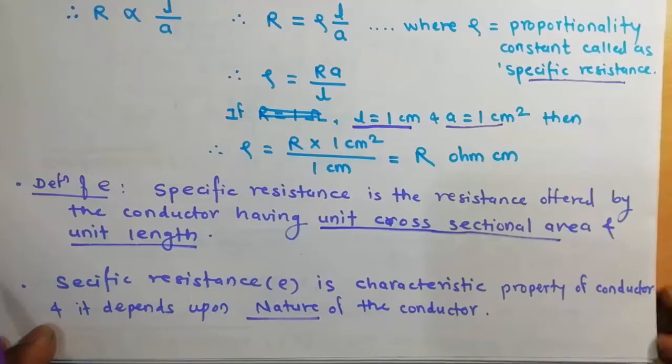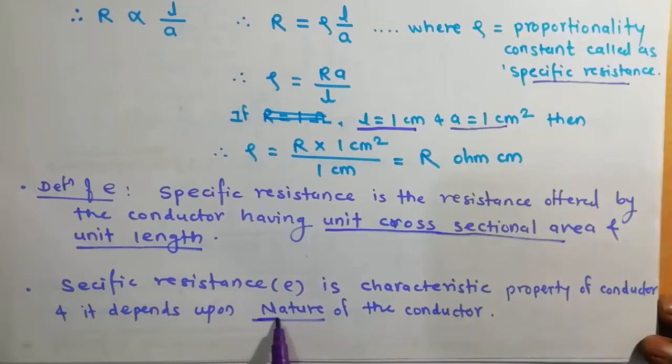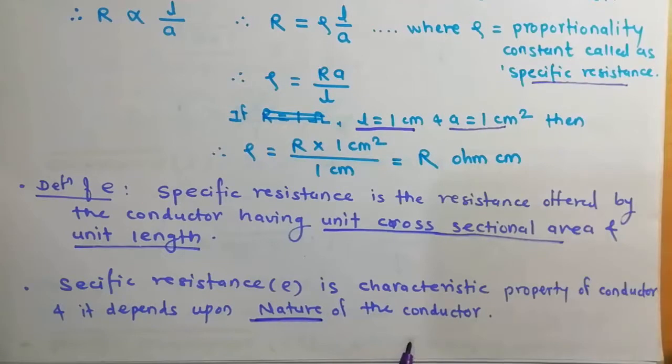This specific resistance is a characteristic property of the conductor and it depends upon the nature of the conductor. If we change different metals, then each metal will have a specific rho value, specific resistance value. From that we can identify different metals used in our electrochemistry.